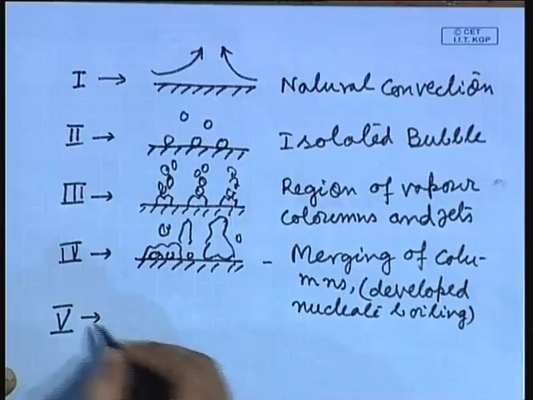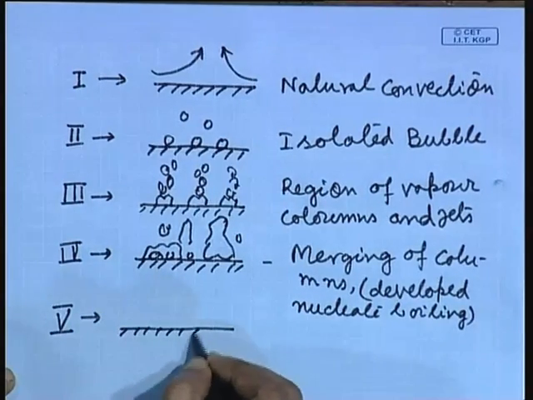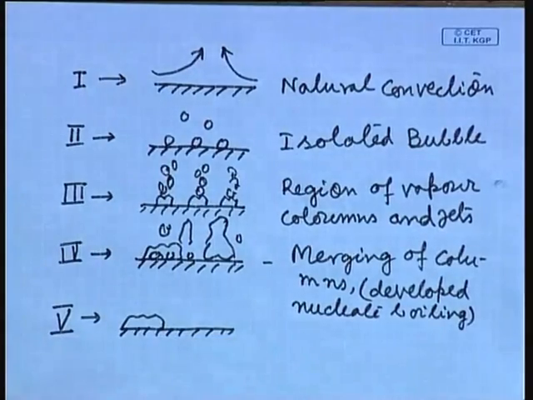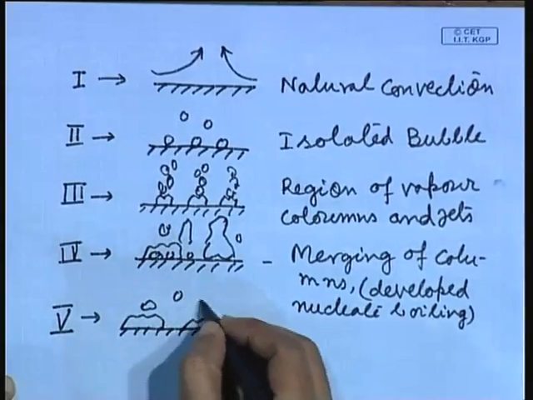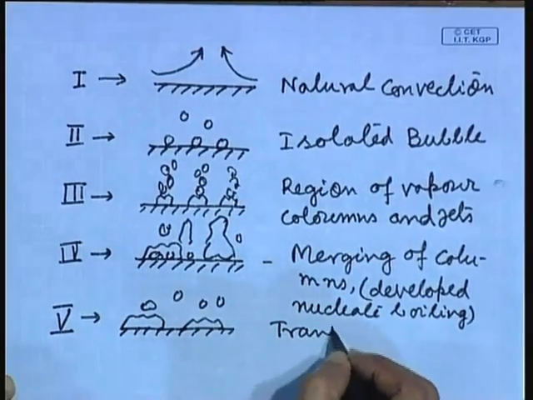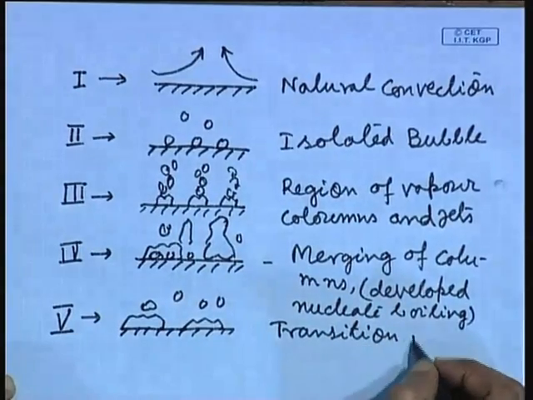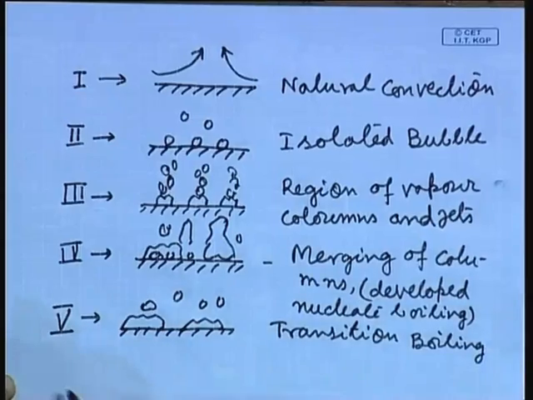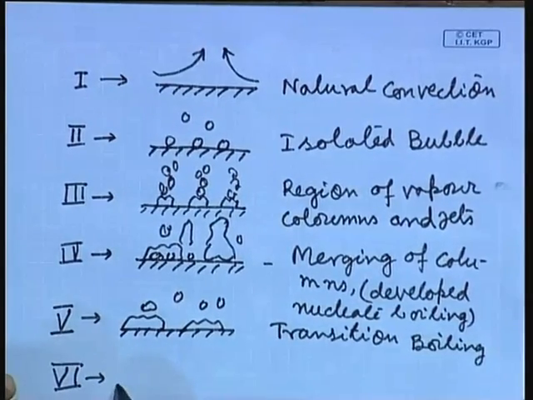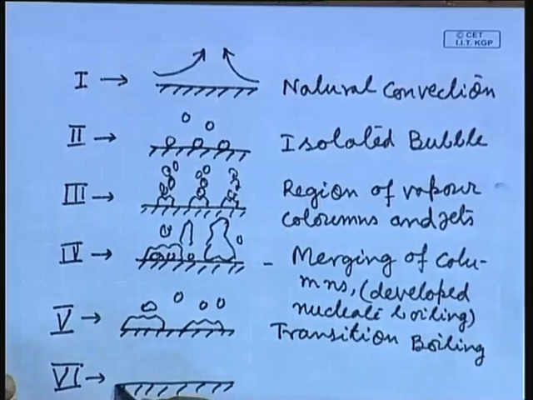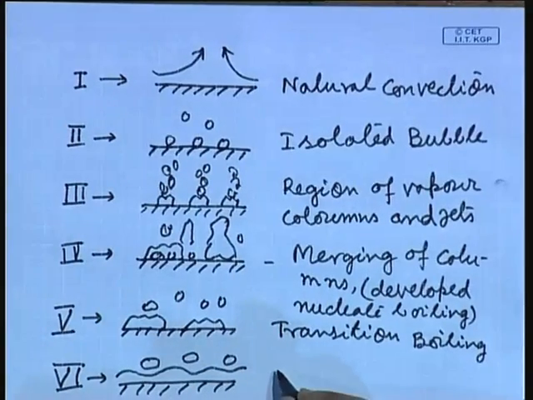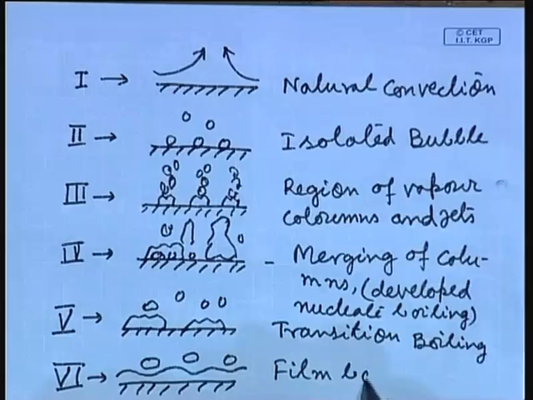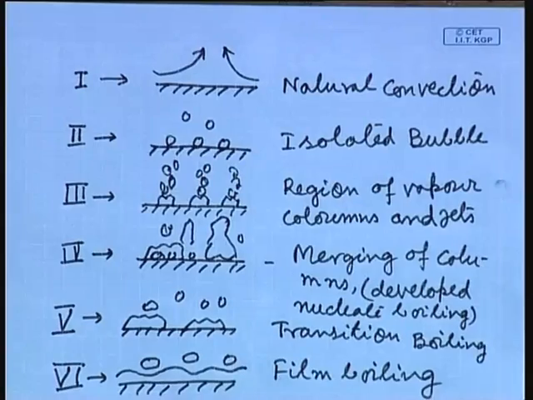In the fifth regime, what I will find is that the surface is partially blocked by vapor patches and partially it is contacting the liquid. So, this is called transition boiling. Ultimately, in the sixth regime, we will find that the entire surface is covered by a thin vapor layer, thin vapor film, and from that we get the name film boiling. So, visually we can have these regimes during boiling heat transfer.